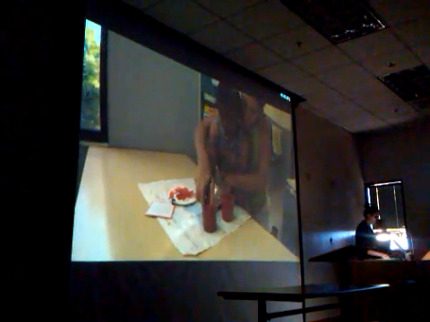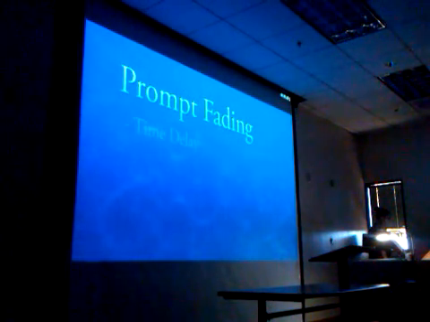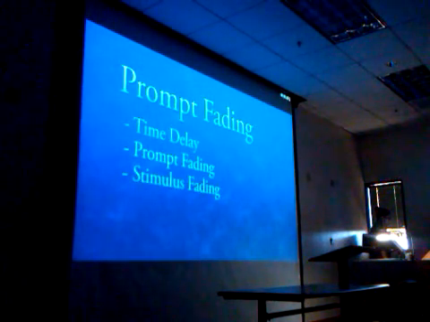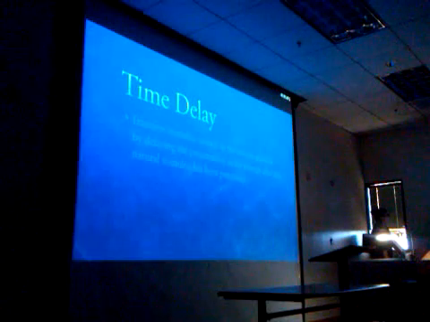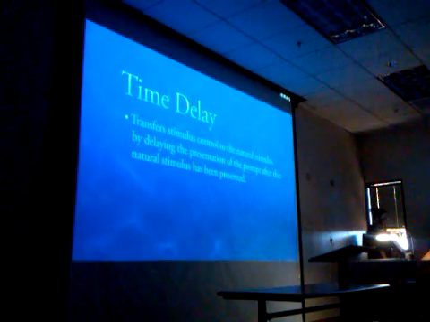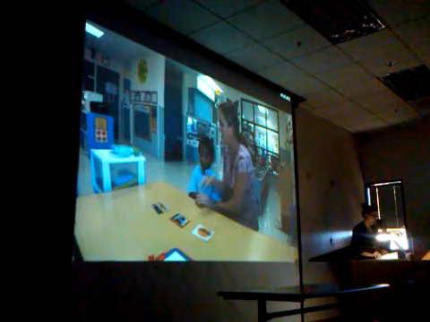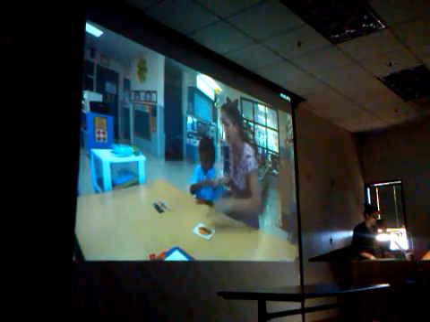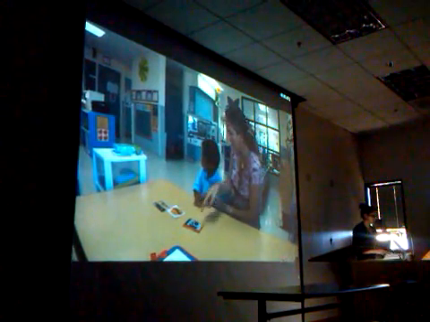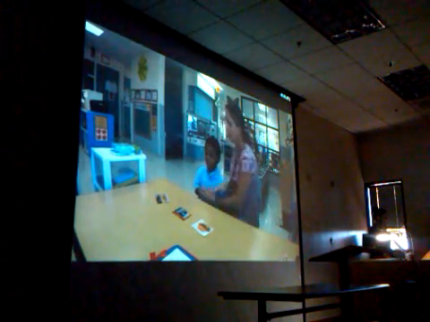Keep going. We are now going to discuss 3 ways to make sure our students don't get dependent on prompts: time delay, prompt fading, and stimulus fading. Time delay basically transfers stimulus control to the natural stimulus by delaying the presentation of the prompt after the natural stimulus has been presented. In other words, you begin to provide prompts immediately after the task is presented. Then, after more confidence is built, you delay the prompt 2, 3, then 4 seconds to allow them to respond to the SD rather than to the prompt.